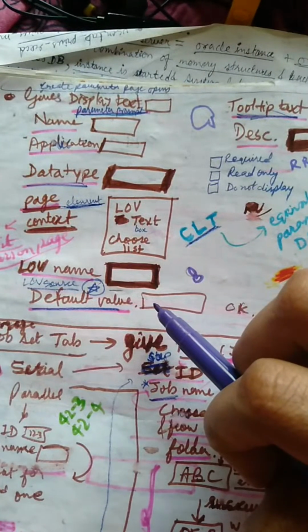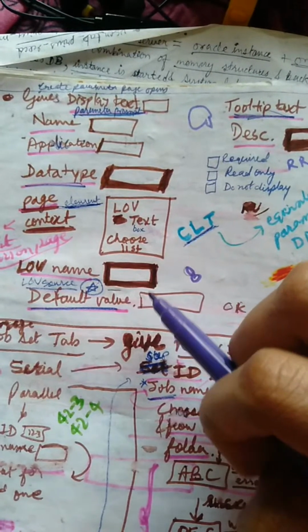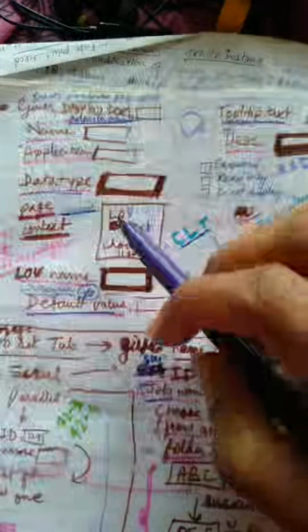So in total there are 8 values: display text, tooltips text, and description, then application name and page element.